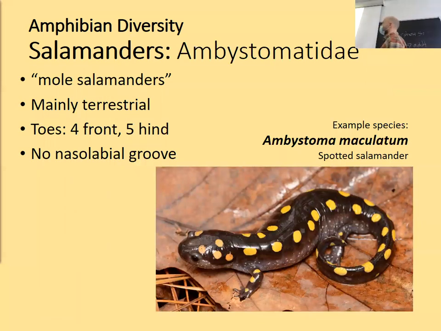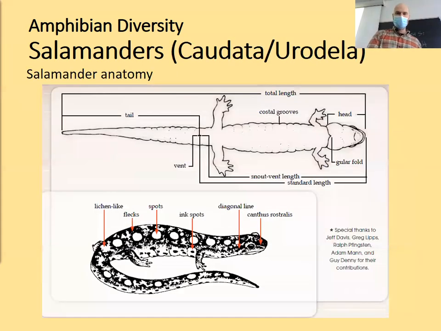Okay, so let's look at the first family of amphibians, salamanders in Ohio. That's Ambystomatidae. These are commonly called mole salamanders because they live underground. They are primarily terrestrial. An important indicator is that they have only 4 toes on their front feet and 5 on their back. That doesn't seem important now, but when we get to some other species and we want to tell one from the other, that will become an important characteristic.